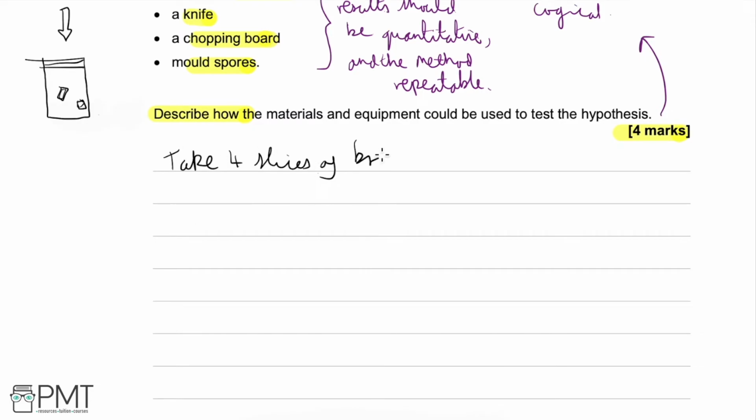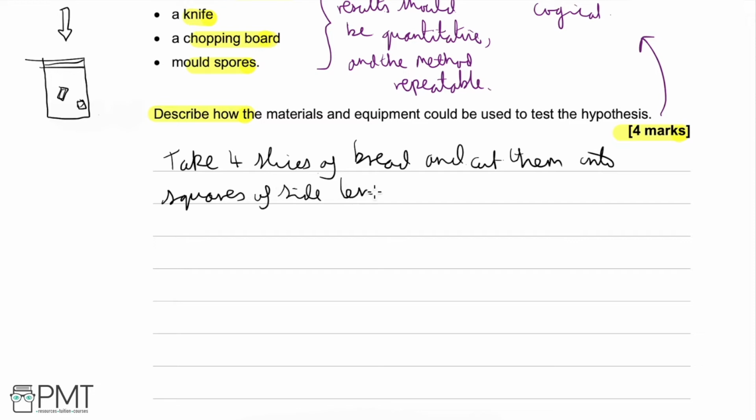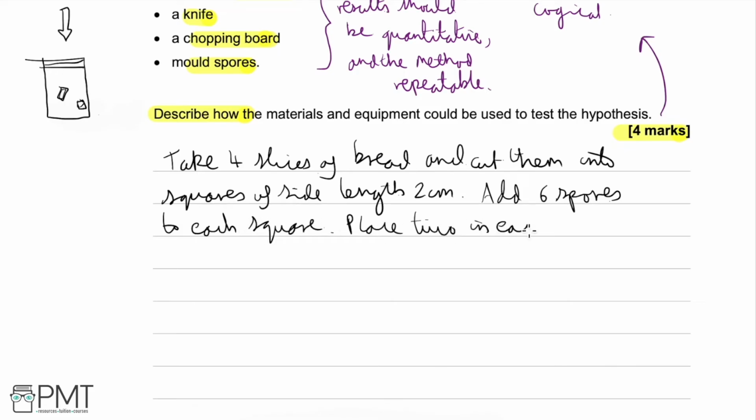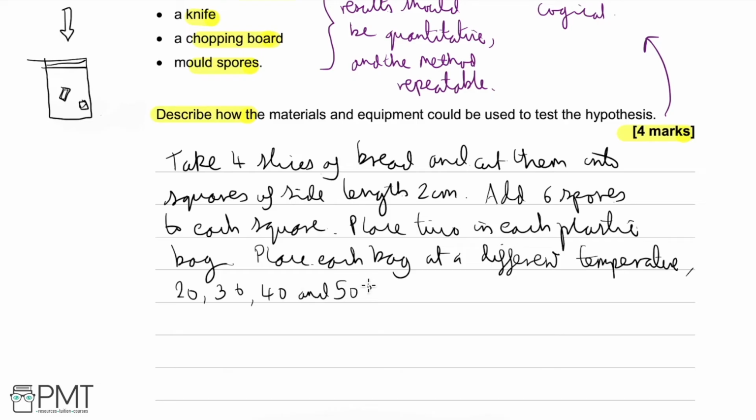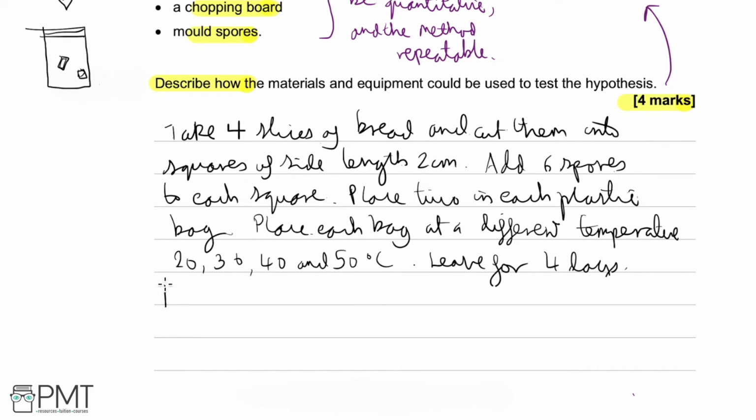So first of all, take 4 slices of bread. By mentioning 4 here, instead of just saying take some bread, it shows the examiner we're being detailed. We're then going to say cut them into squares of side length 2 centimeters. After this, we're going to add 6 spores to each square. Place 2 of these squares in each plastic bag. Then place each bag at different temperatures. We're going to state which temperatures we're using, and 4 is a reasonable amount to use. So I'm going to say 20, 30, 40, and 50 degrees. We're going to say leave for 4 days. Measure the percentage cover of mold on each of the pieces of bread.